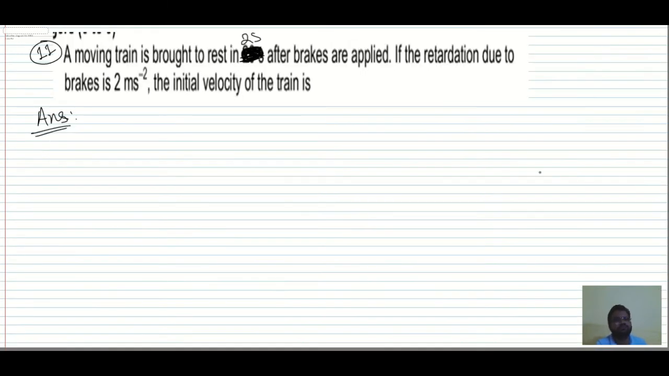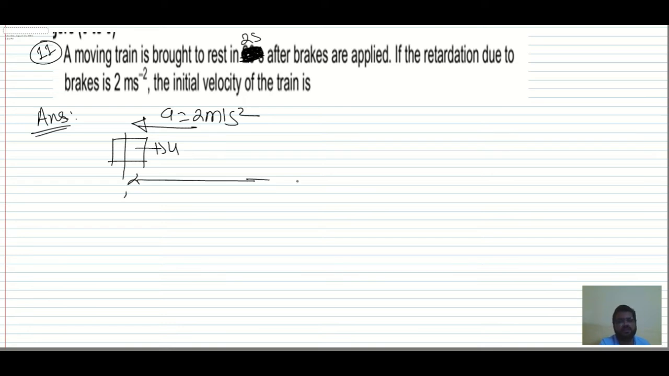Next, a moving train is brought to rest in 2 seconds after brakes are applied. If retardation due to brakes is 2 meter per second squared, the initial velocity is... Okay, so this is the moving train which moves with some initial velocity u, and it has some retardation, and that retardation is 2 meter per second squared. We want the initial velocity if it stops in 2 seconds. Final velocity we have is 0 meter per second in 2 seconds.